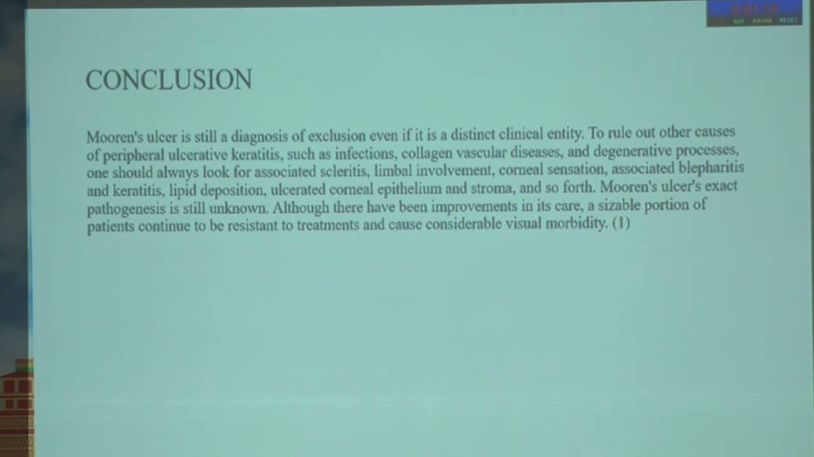Conclusion: Mooren's ulcer is still a diagnosis of exclusion, even if it is a distinct clinical entity. To rule out other causes of peripheral ulcerative keratitis, such as infections, collagen vascular diseases, and degenerative processes, one should always look for associated scleritis, limbal involvement, corneal sensation, associated blepharitis, keratitis, lipid deposition, ulcerated corneal epithelium and stroma, and so forth. Mooren's ulcer's exact pathogenesis is still unknown, although there have been improvements in its care. A sizable portion of patients continue to be resistant to treatments and suffer considerable visual morbidity.